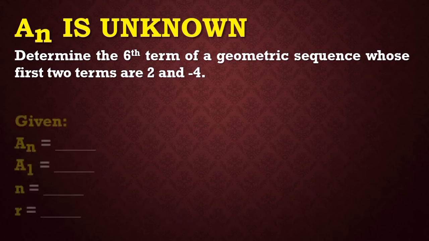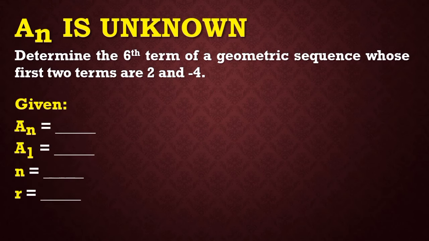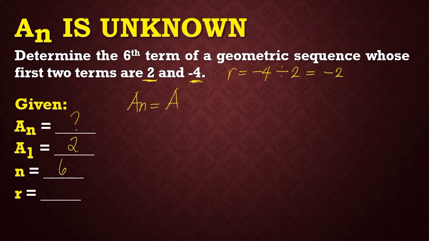So, let's have the given. So, yung unknown natin, a sub n, and then our first term is 2. And then, n naman natin is 6, since we're looking for the sixth term. And then, our common ratio, so sabi ko nga, given yung dalawang terms, so ang gagawin natin, yung second term na -4, i-divide natin siya sa 2. And that is -2. And then, we apply the formula, a sub n is equal to a sub 1, r raised to n minus 1.